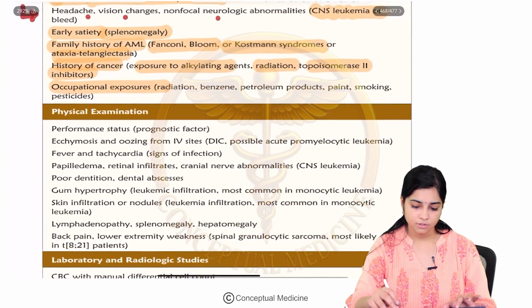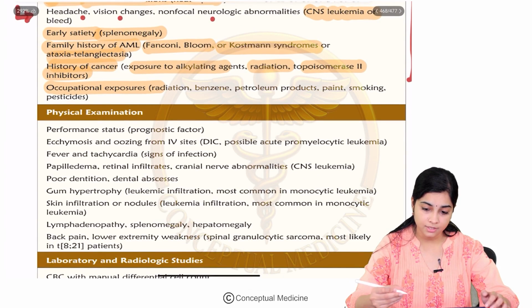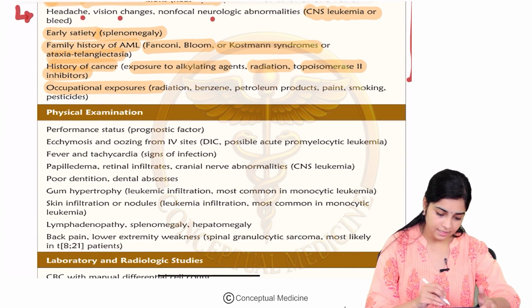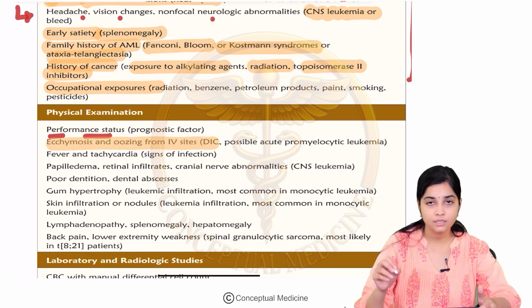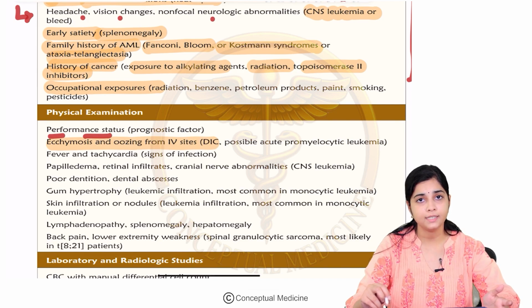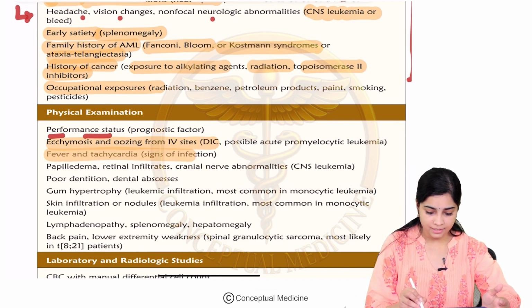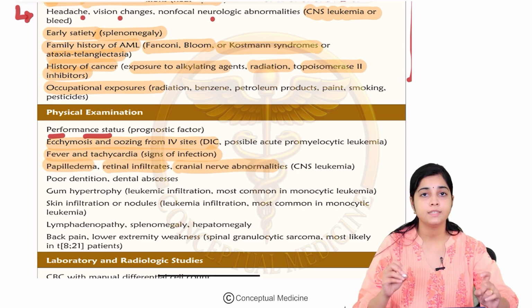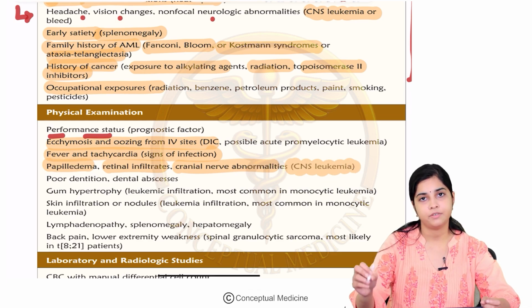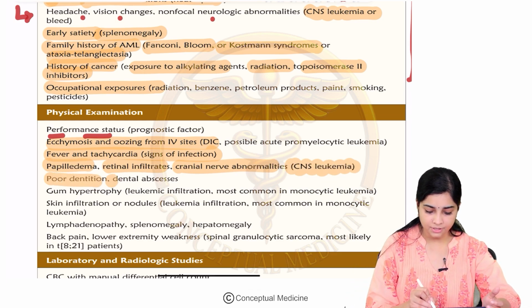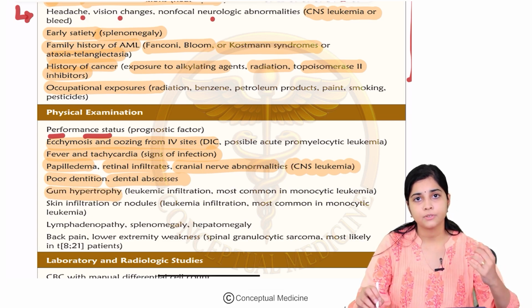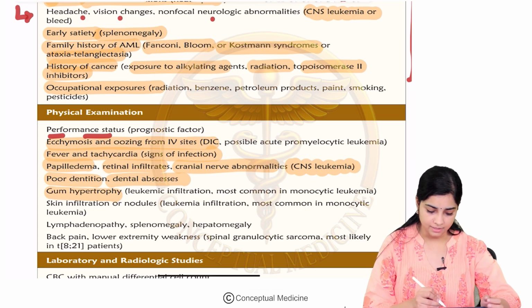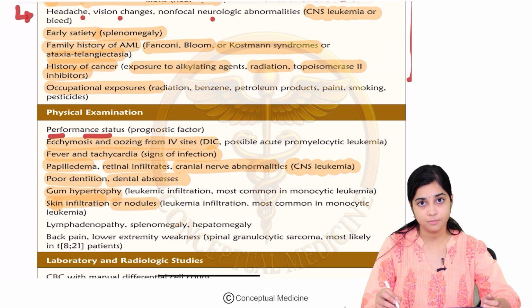Then, what are the things you want to look for in the physical examination? When you speak about the physical examination, you have to look into the performance status. You will have to look for ecchymosis, oozing from IV sites, all of which may be part of DIC, presence of thrombocytopenia, fever and tachycardia, signs of infection, papilledema, retinal infiltrates, cranial nerve abnormalities. Again, never forget CNS infiltration of the cells. Then poor dentition, dental abscess, we had discussed this, AML M4. Gum hypertrophy, again because of leukemic infiltration into the gums, again in AML M4. Skin infiltration or nodules, leukemia cutis.